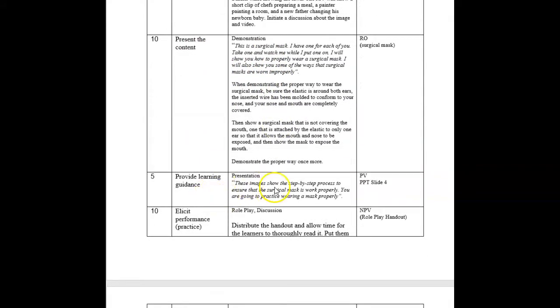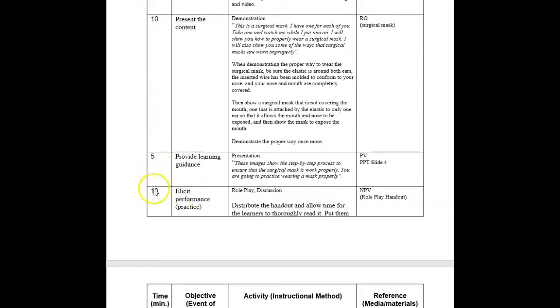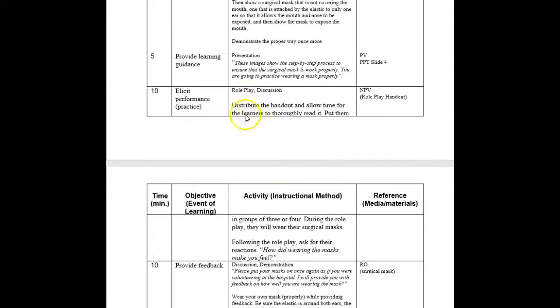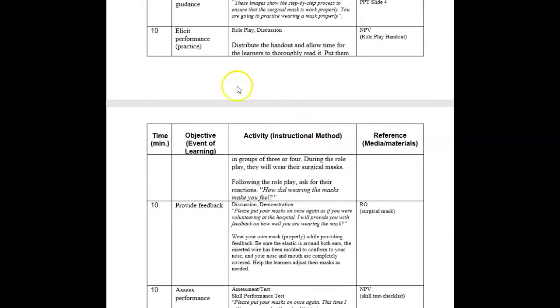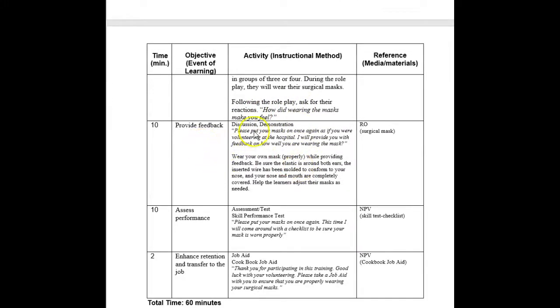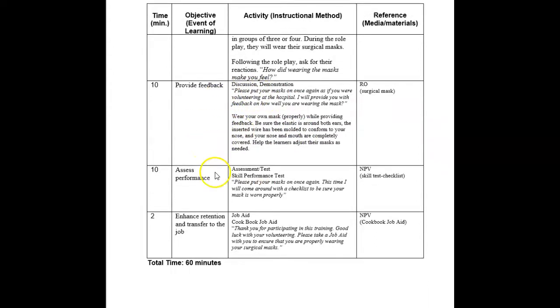Provide learning guidance. Has some script here of what the instructor should say. Notice that there is a time allocation and the media or the reference material is clearly stated. For the role play, it instructs the instructor what to do: distribute the handout and allow time for the learners to thoroughly read it, put them in groups, following the role play, ask for their reactions. Then for provide feedback, it specifically tells the instructor what to say and what to do. Assess performance, some directives here as well.